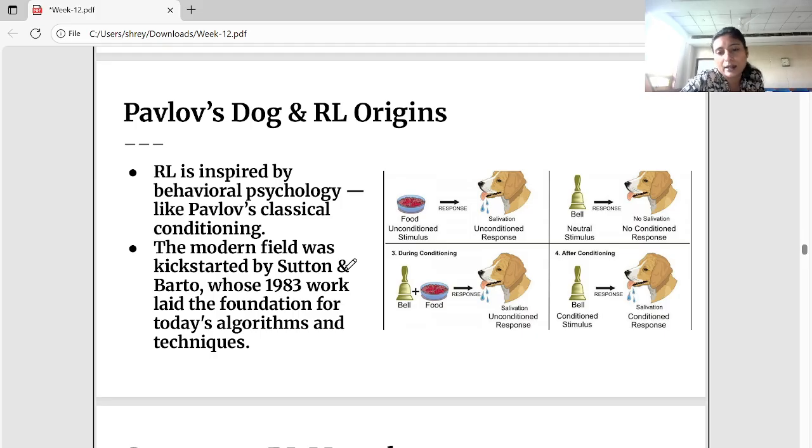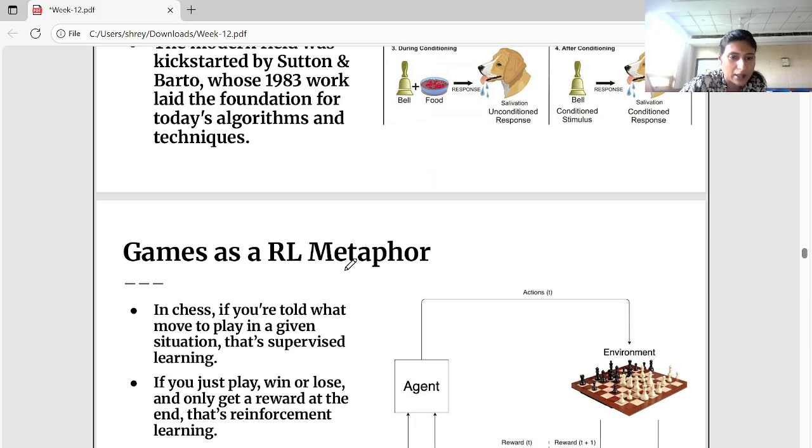Whether the food is there or not, that's another thing. So the modern field of reinforcement learning was kickstarted by Sutton and Barto. They have a book named Reinforcement Learning. This is a standard book if you want to read, whose 1983 work laid the foundation of today's algorithms and techniques. So it's a big field. If you are interested, you can start with this book as well.